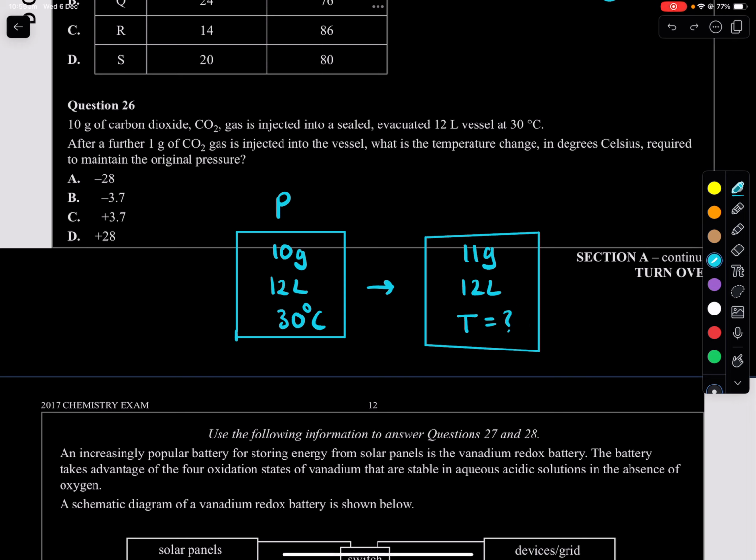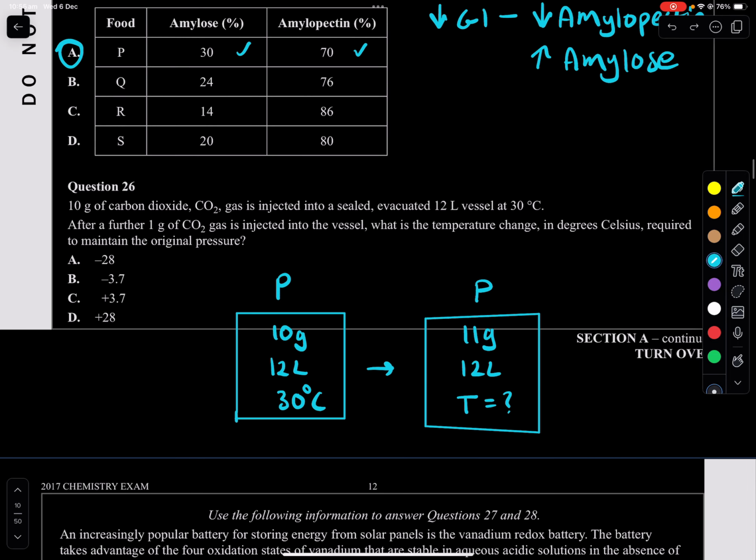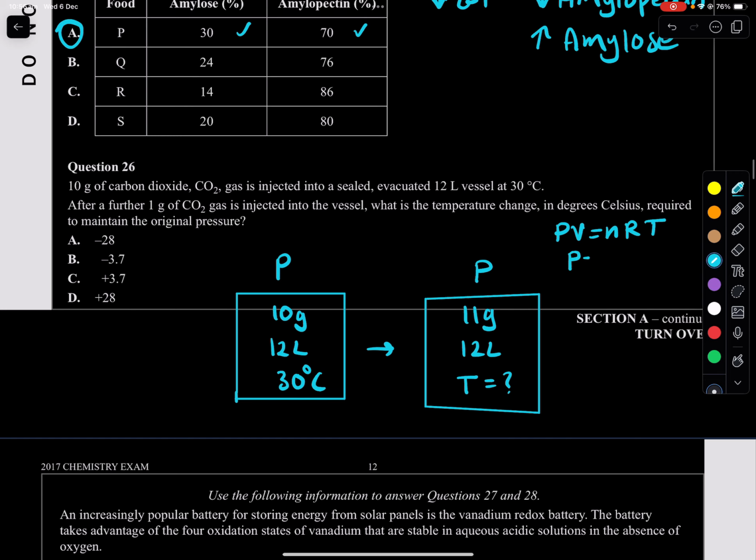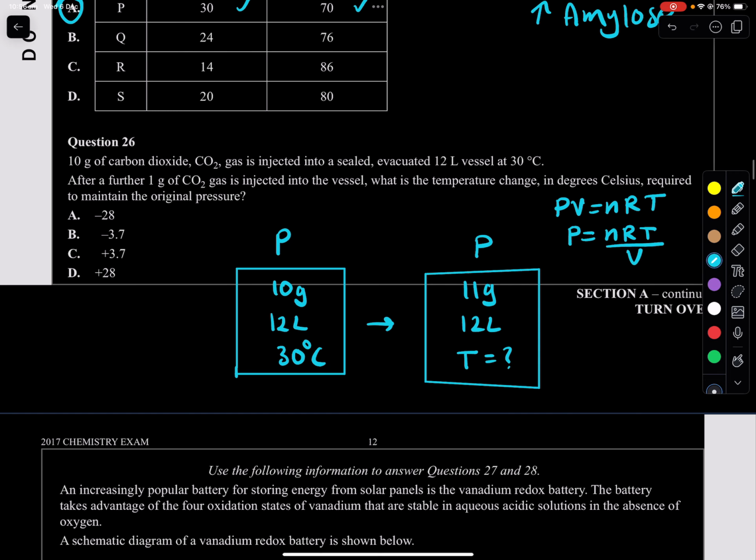And we said, what is the temperature change in degrees Celsius required to maintain the original pressure? So this is our original, so we want the same pressure. Okay, so let's calculate the pressure using this over here. We know we're going to have to use PV=nRT, which can be found in your data book, if you don't know. And we want to calculate the pressure, which is just nRT over V.